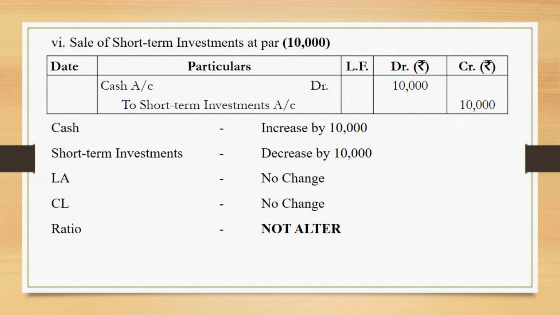Sale of short-term investments at par is the next transaction. So again the investments have been sold. The entry is cash to short-term investments. Both are liquid assets. So one liquid asset increases, the other liquid asset decreases by the same amount. So basically there will be no change in liquid assets, no change in current liabilities, and therefore the ratio will not alter.